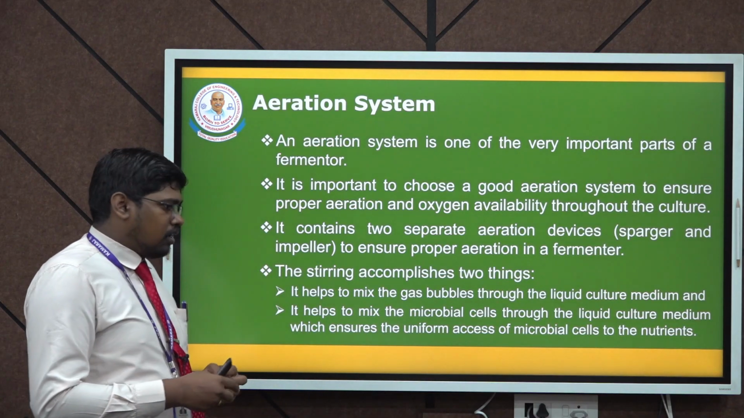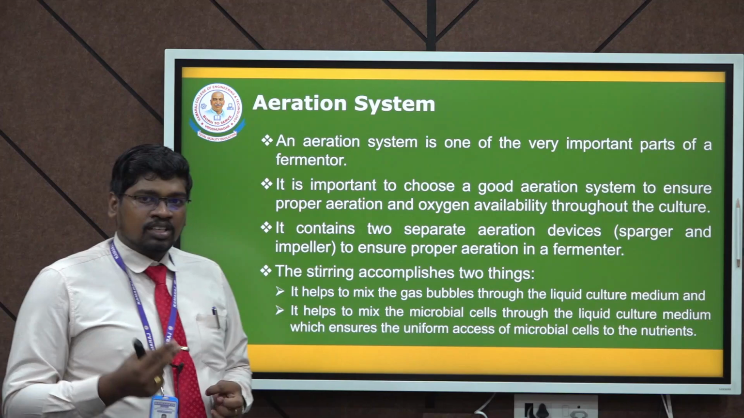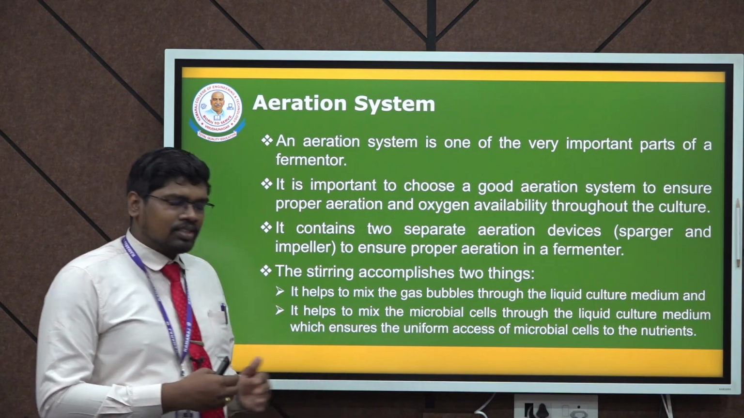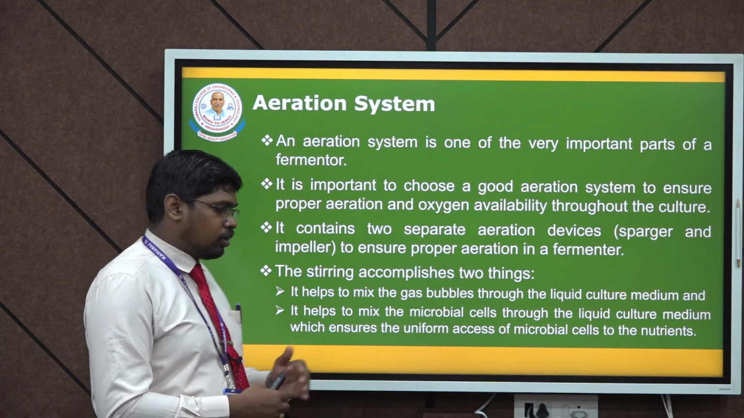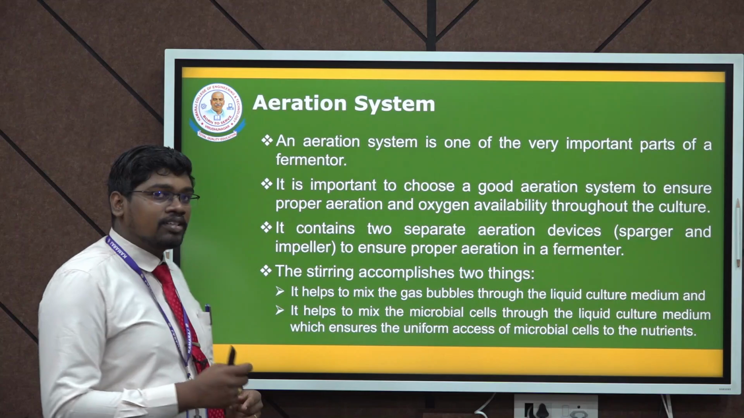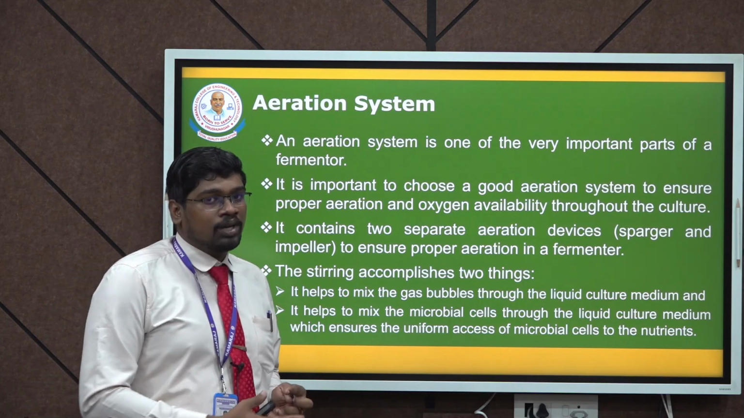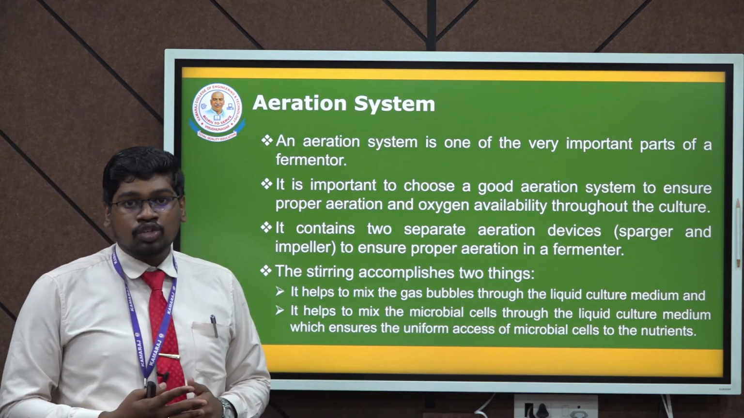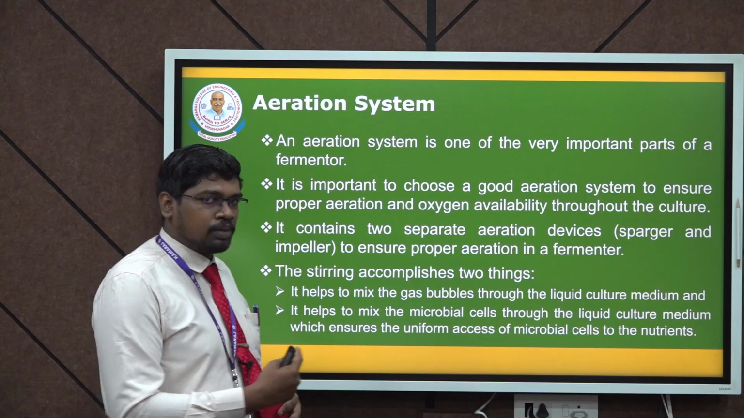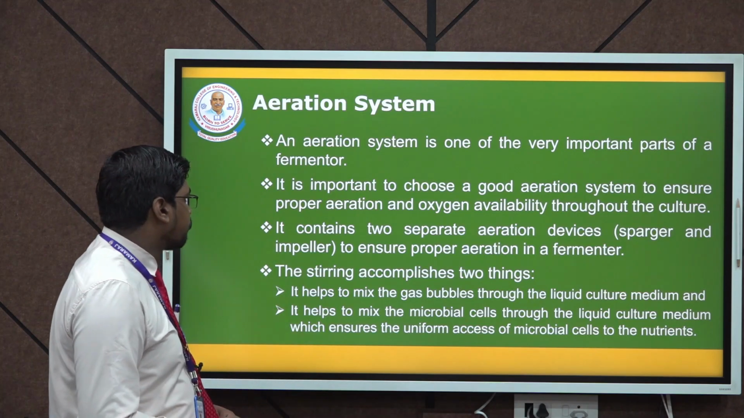The stirring by the impeller is important for two things. First, it is used to mix the gas bubbles through the liquid culture medium, and it is also used to mix the microbial cells for the equal distribution of the solid materials present inside the bioreactor system.